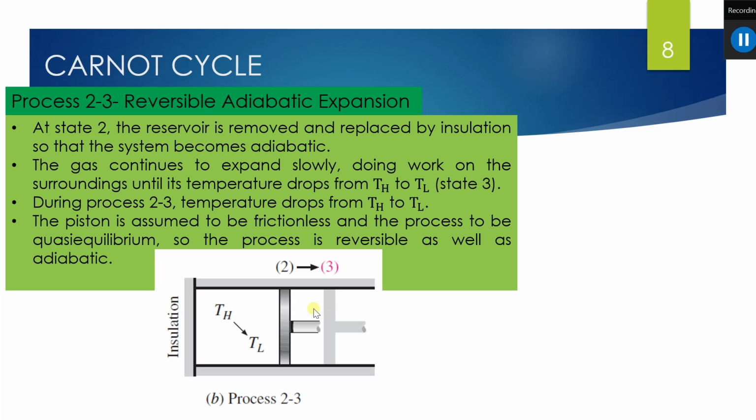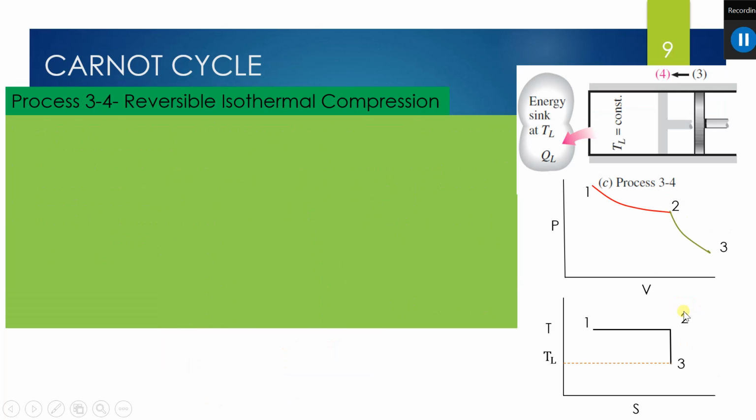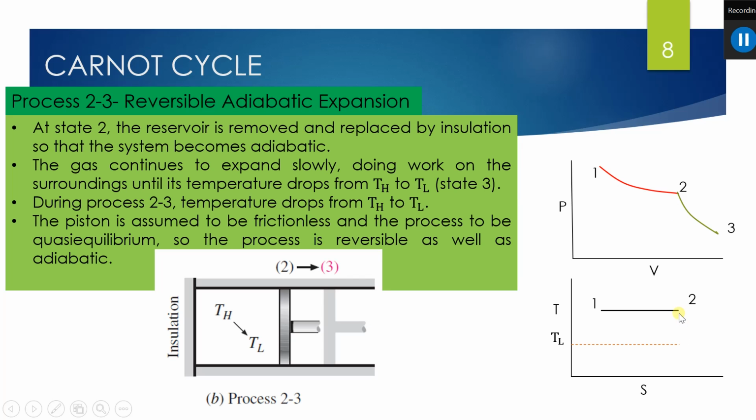The pressure volume graph of this process is shown as 2 to 3. This is the reversible adiabatic expansion process, and during process 2 to 3, the temperature drops from TH to TL.